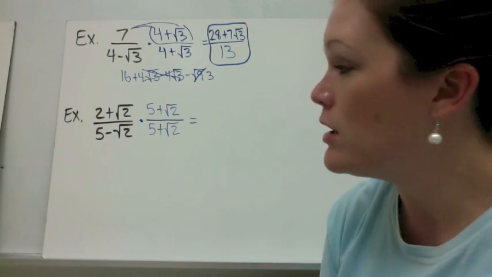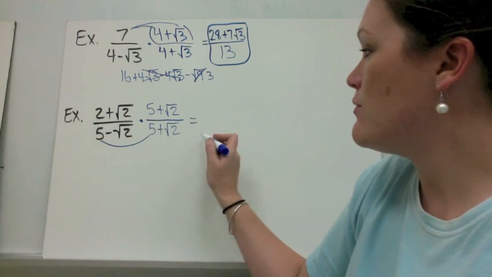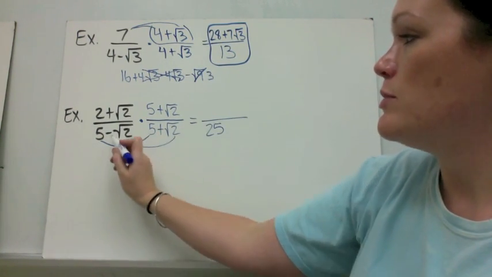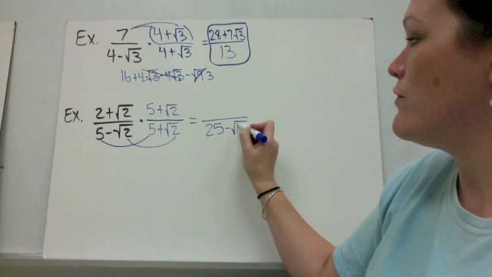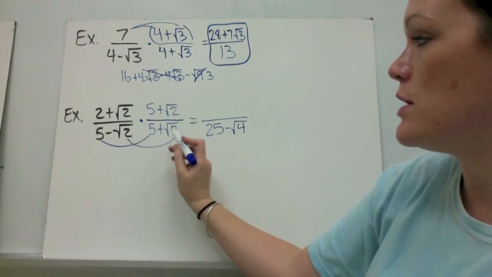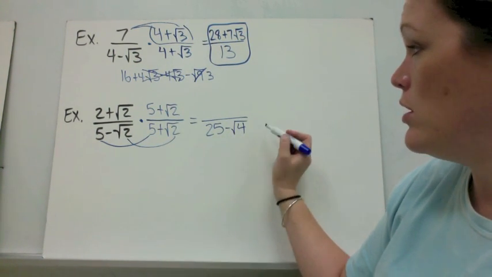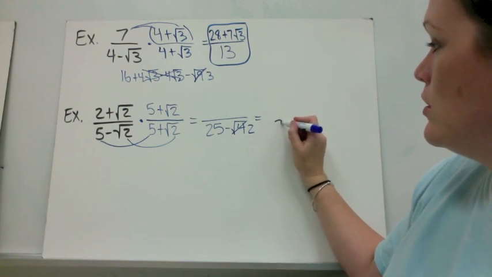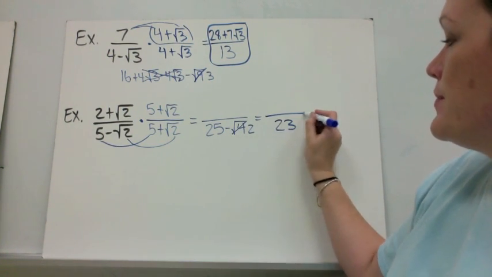So don't do that work. So we have 5 times 5 will give us 25. And the last term would be minus the square root of 4 because the square root of 2 times the square root of 2 is the square root of 4. That'll give us 25 minus 2, which is 23.